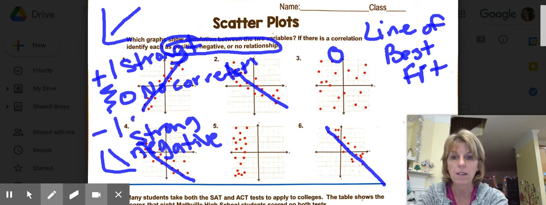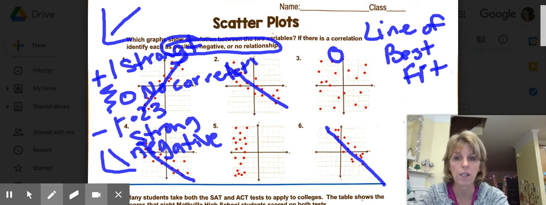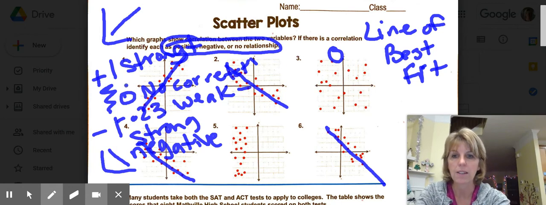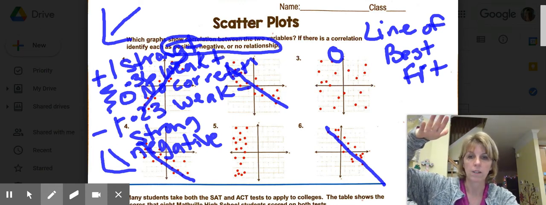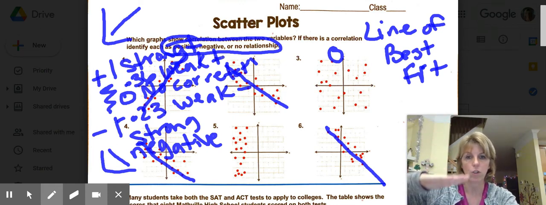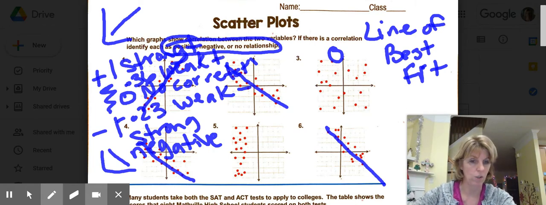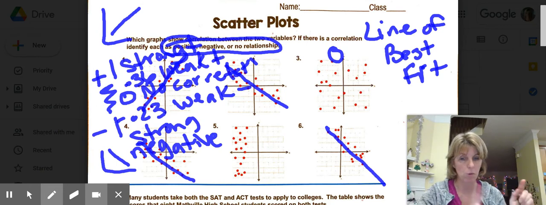So if I have something like, let's say, negative 0.23, then that is going to be a weak negative correlation. And if I have something like, let's say, 0.36, that's going to be a weak positive correlation. So we go through this whole gamut from strong positive, weak positive, no correlation, weak negative, strong negative correlation. It's kind of this whole spectrum in between.